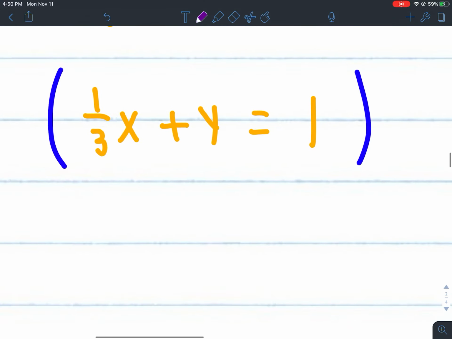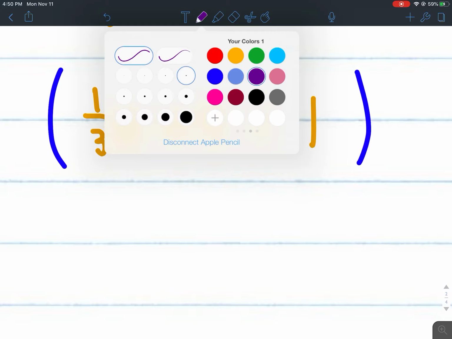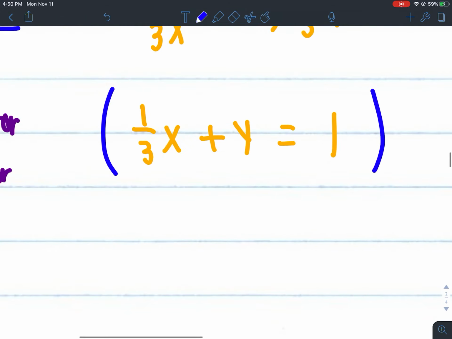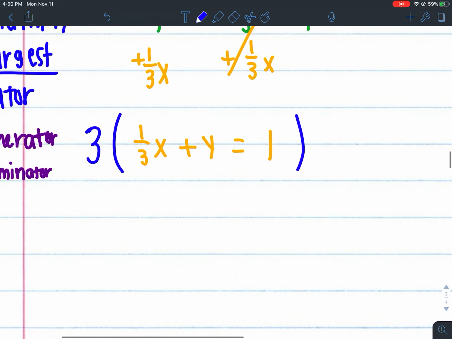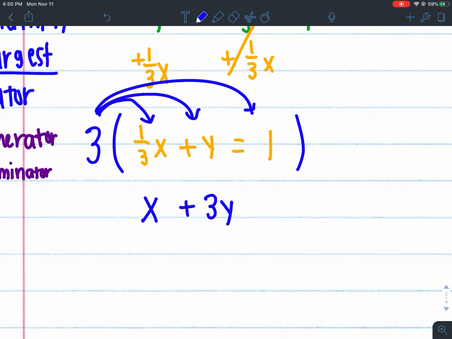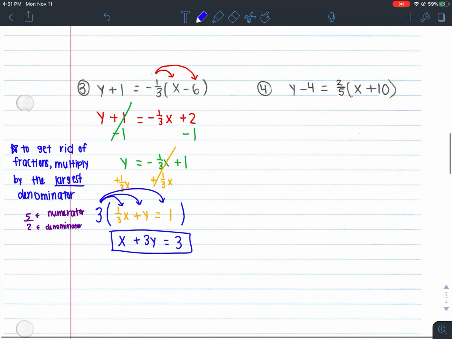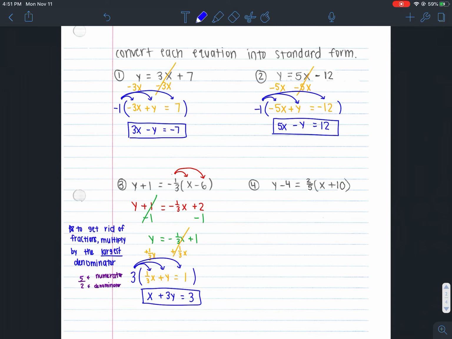Okay, so looking at this problem, you want to multiply by the largest denominator. We want to get rid of that fraction. Well, the biggest denominator here, and the only denominator we have, is 3. So we're going to multiply everything by a positive 3. Everything. 3 times 1/3 is 1. So this is going to be just 1x, or just x. 3 times y is going to be plus 3y. And then 3 times positive 1 is 3. And this is in standard form. X and y are on the same side, no fractions. A is positive 1.